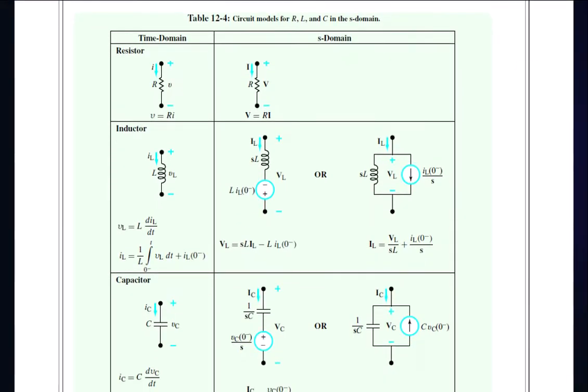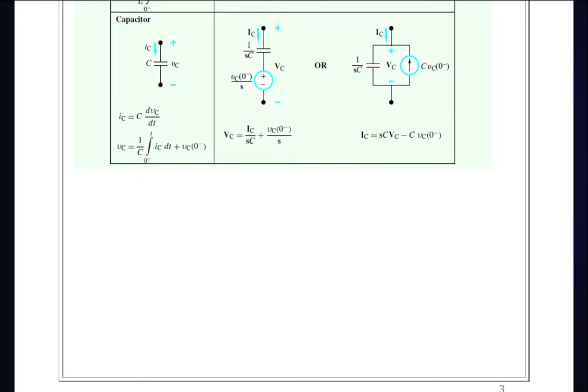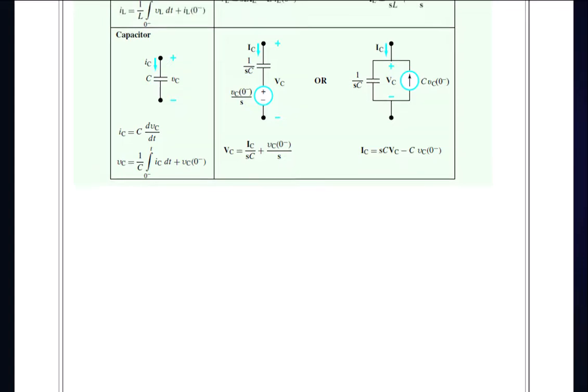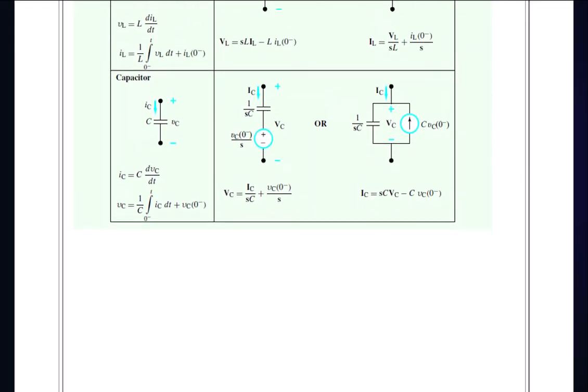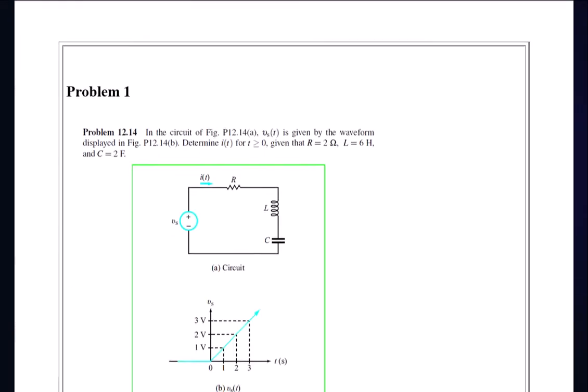And you also need to know how to redraw the circuit in the S domain. And so you need to know how an inductor becomes an inductor plus a voltage source in series or a current source in parallel, and similarly for a capacitor, and we're going to see how to do that. I don't remember if the one we have is an inductor or a capacitor, but if you have the other one, you do it the same way. So once you learn the technique, you'll see how to do it.